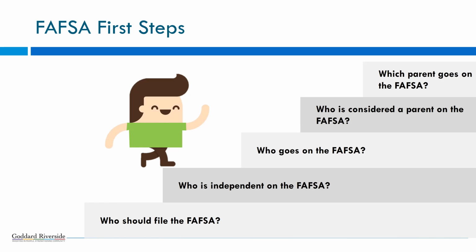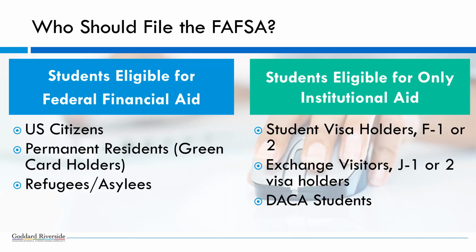All right. So who should file FAFSA? Students eligible for filing of FAFSA are going to be our US citizens. Any US citizen is eligible to file FAFSA. Permanent residents, so green card holders, refugees and asylees. Students that are eligible for only institutional aid but still may be asked to file a FAFSA would be student visa holders for F1 and F2 visas, exchange visitors with the J1 or J2 visitor visa holders, and our DACA students.